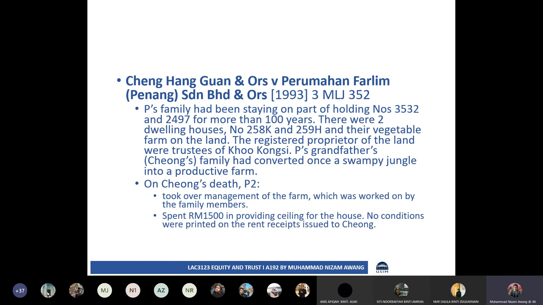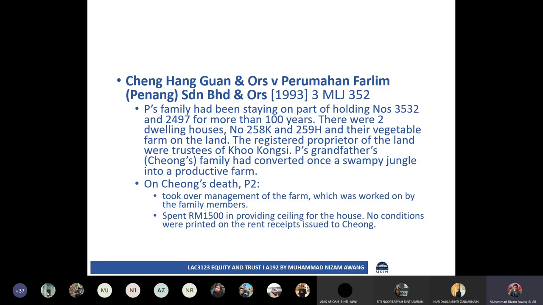Right, next case is the case of Cheng Hang Guan and Perumahan Far Lim. In this case, the plaintiff's family had been staying on part of holding number 3532 and 2497 for more than 100 years, so more than one decade basically. There were two dwelling houses, that's the house plots basically, and their vegetable farm on the land. The registered proprietor of the land were trustee of Ku Kong Si.